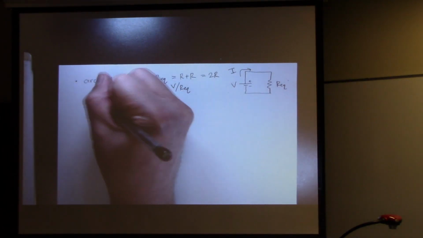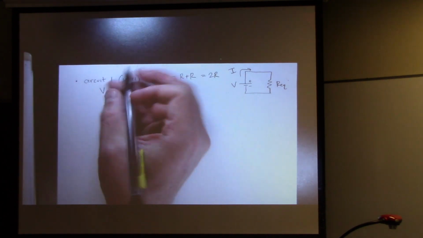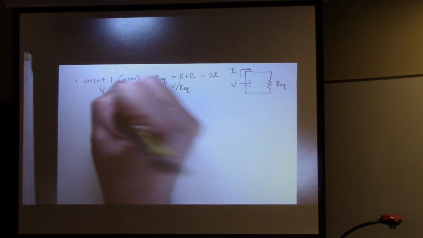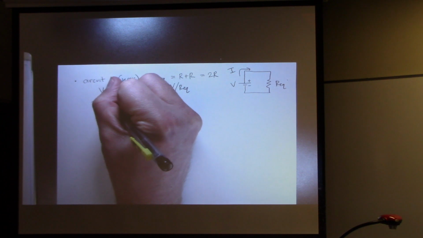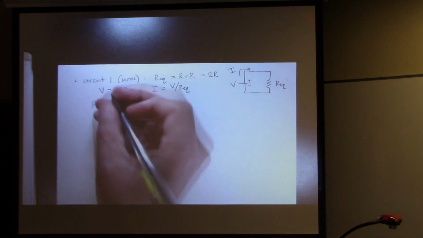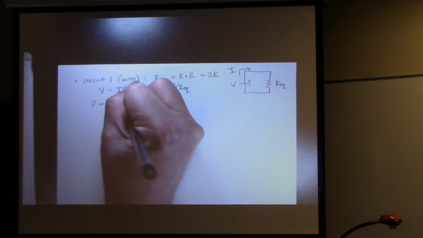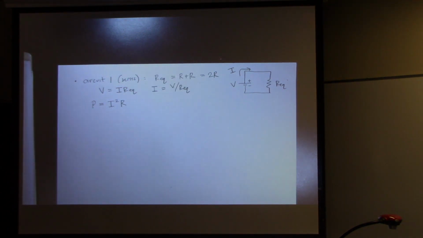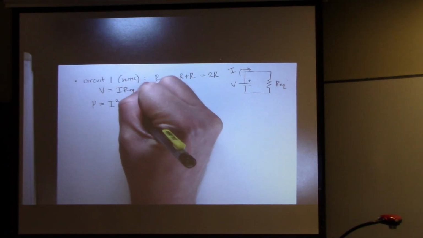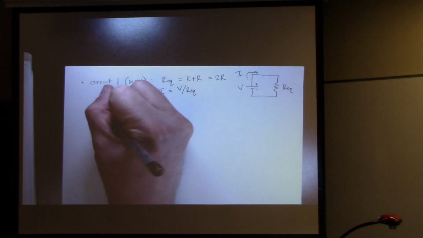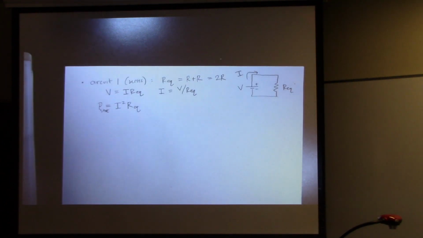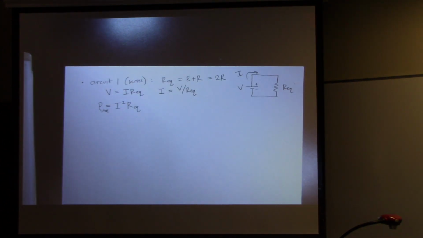Do you guys remember how the power output of a resistor works? There are different formulas we could be using here, but the most straightforward way to do it, in my estimation, is just to say the power output is I squared times R. Yeah, that's how it works. And in this case, we're using Req because we have this equivalent resistance. So let's call this P1 total, the total power output of the light bulbs in circuit number 1.